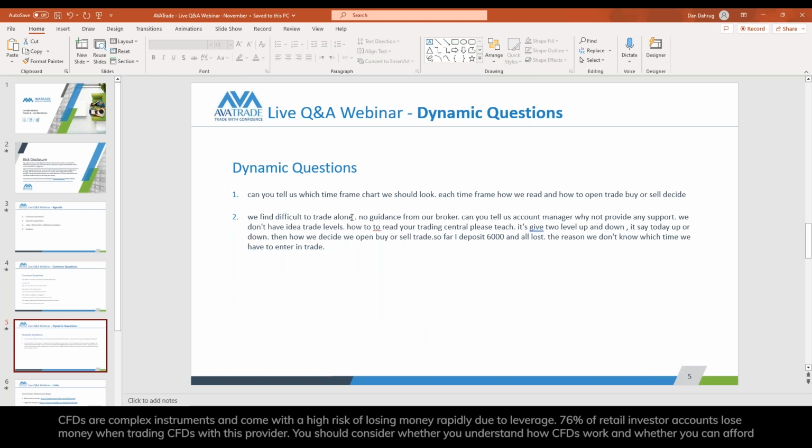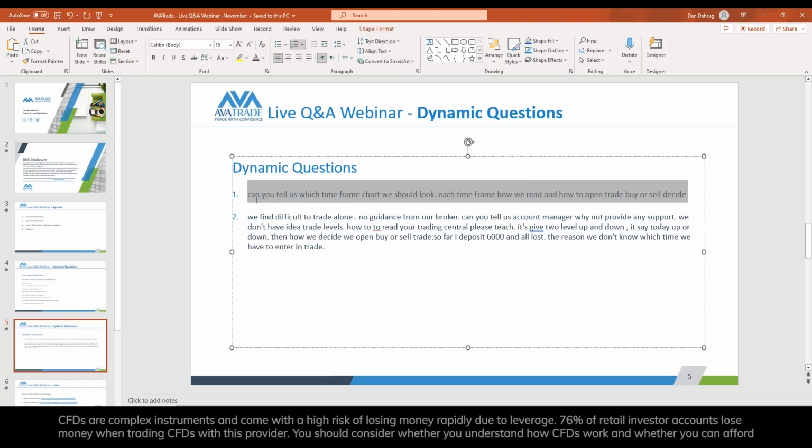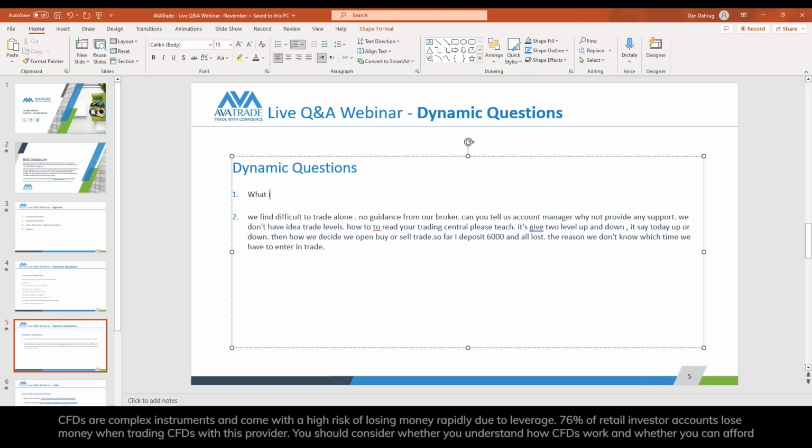Can you tell us what time frame chart we should look at? Each time frame we read. Okay, so what is the advisable time frame to analyze, right? That's what the question was.